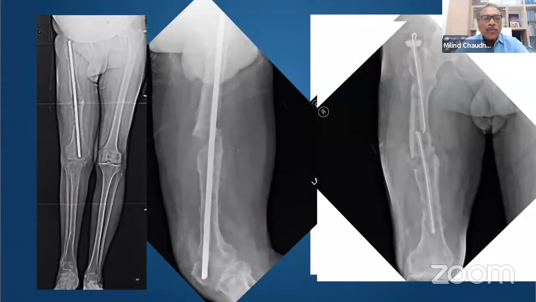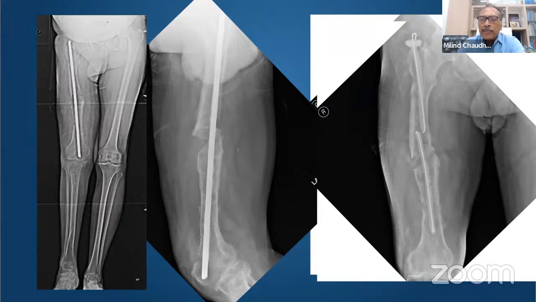Here is another man who came to us from far away. He had a horrid non-union of the femur with a nail which is completely loose in the bone, and the bone was a mere shell, a very severe infected non-union. Now, how do you treat this gentleman? All his bone graft sites were all used up.